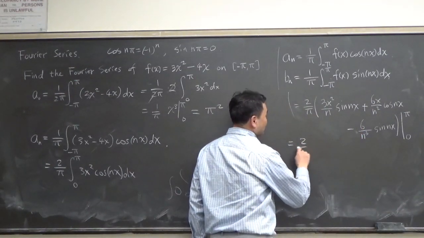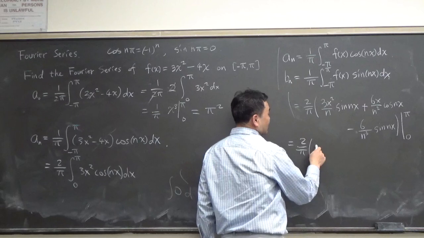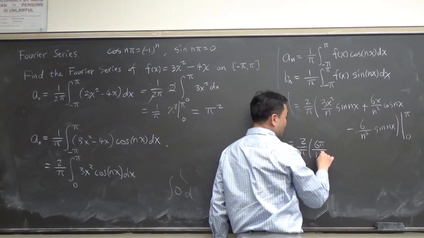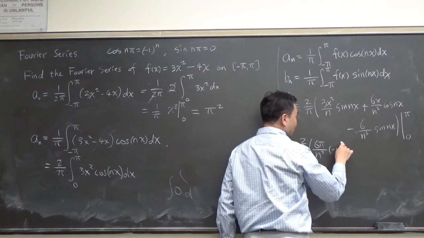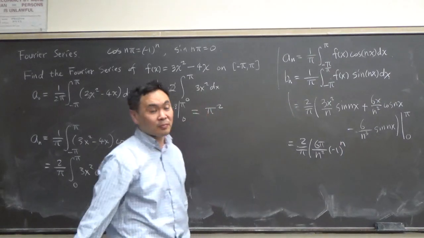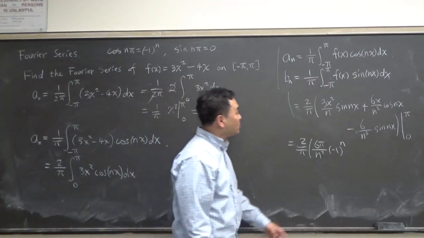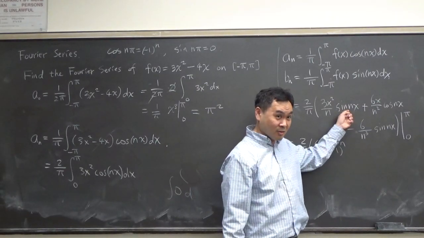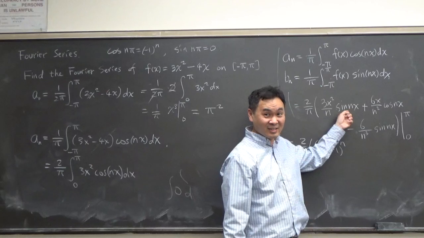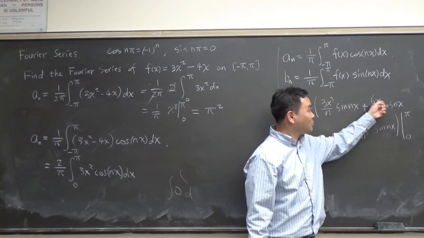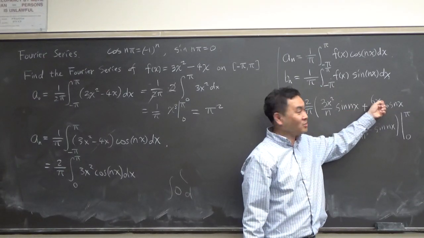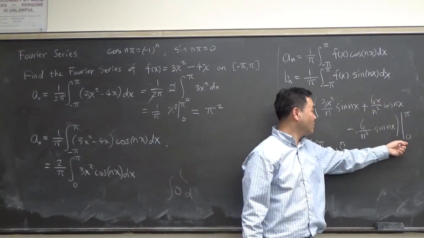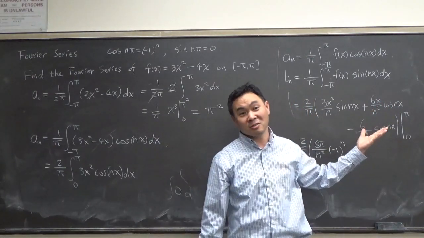this is 2 over pi. When pi goes here, that's 6 pi over n squared times negative 1 to the nth power. Okay? And then when you plug in 0, sine 0 is? 0. You plug in 0 here? 0. So cosine 0 is 1, but because of this 0, it's going to be 0. When you plug in 0, sine 0 is? 0.